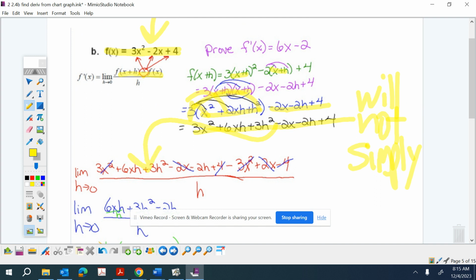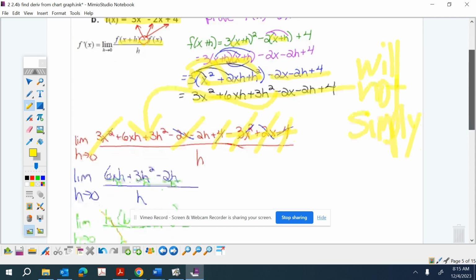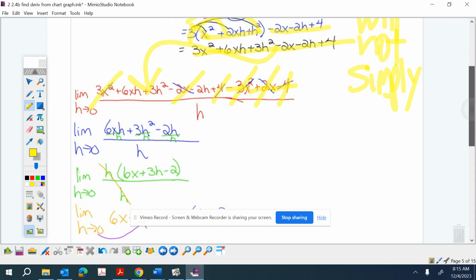And then we had to distribute the negative, so positive 3x squared became negative 3x squared. Negative 2x became positive 2x, and positive 4 became negative 4. Notice there's always going to be terms that cancel out. 3x squared minus 3x squared is 0. 2x minus 2x is 0. 4 minus 4 is 0. So the only thing left in the numerator is the things I didn't cancel out.